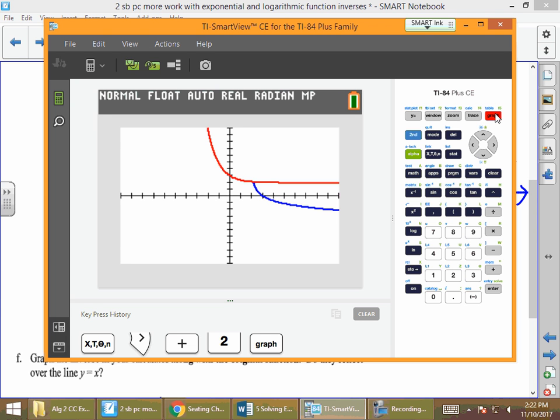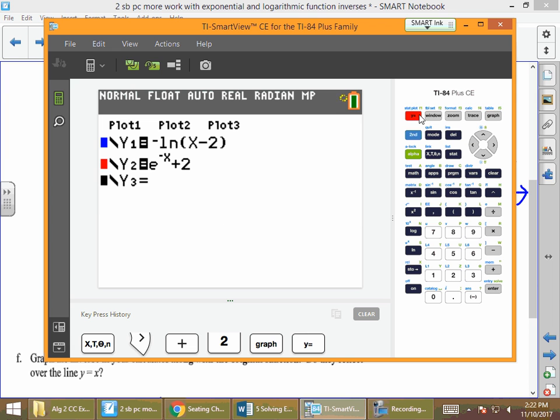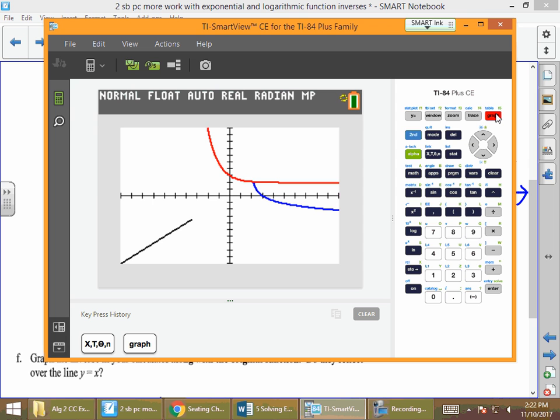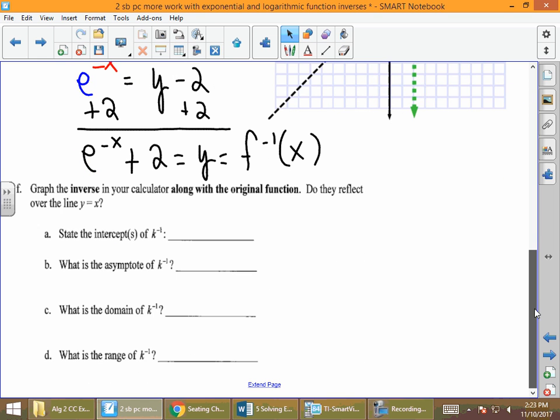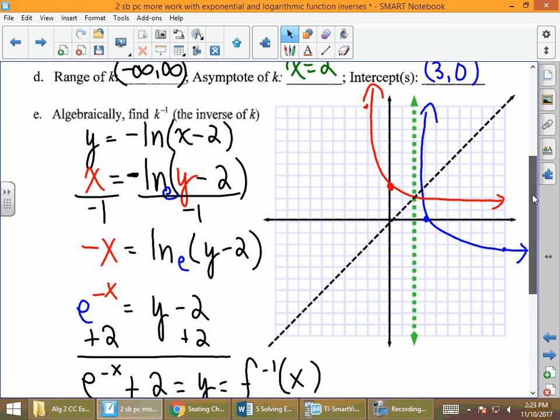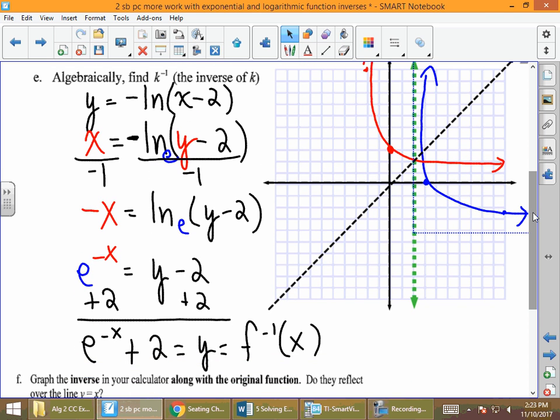A little bit better there for me. And in fact, if we put in for our third equation y equals x, that picture, like I said, is better. The one flaw here is that we need to keep that going there. But now it's a really good picture. Then we can answer some questions about this. It says state the intercepts of our inverse, which is our red graph here. Well, we only have one, and it looks like it's 0, 3.